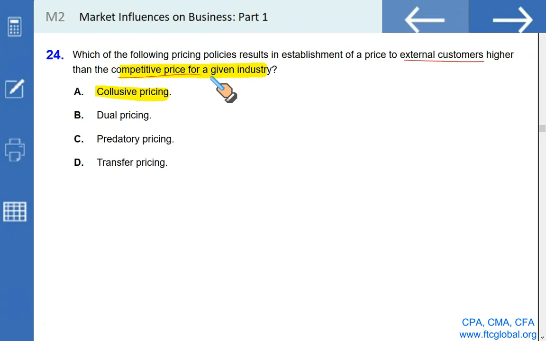What about B? Dual pricing. Dual pricing, wrong. Dual pricing basically involves setting different prices of the same product in different markets. Like for example, if we have a market A and B, we sell the item at 10 in market A and 12 in market B, same item sold differently in different markets. That's dual pricing.